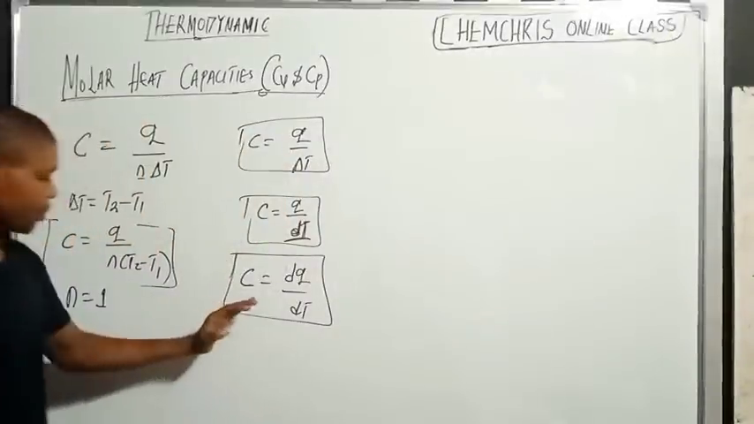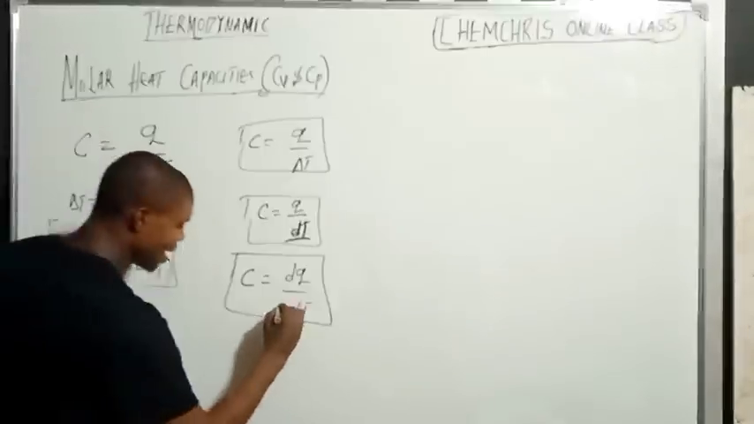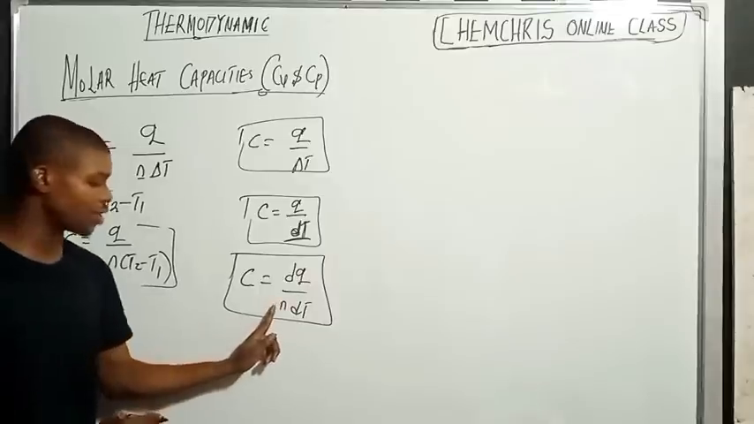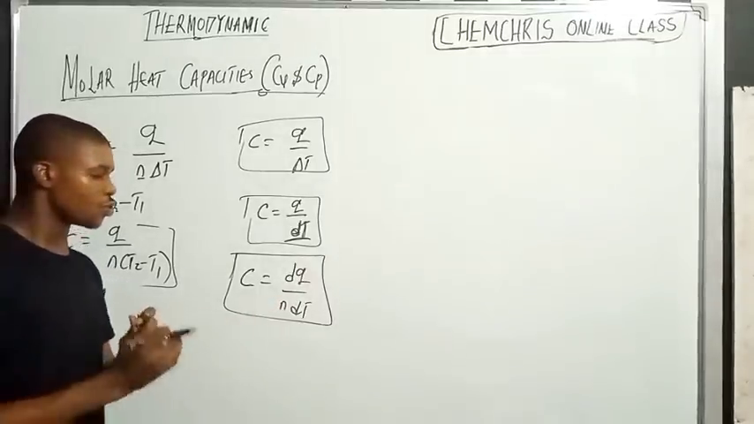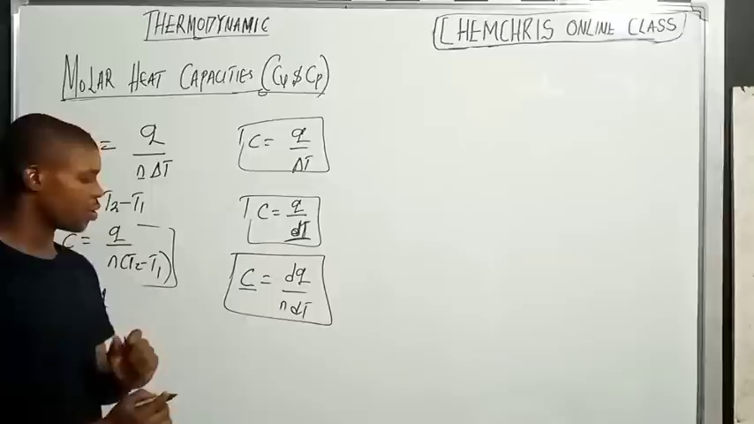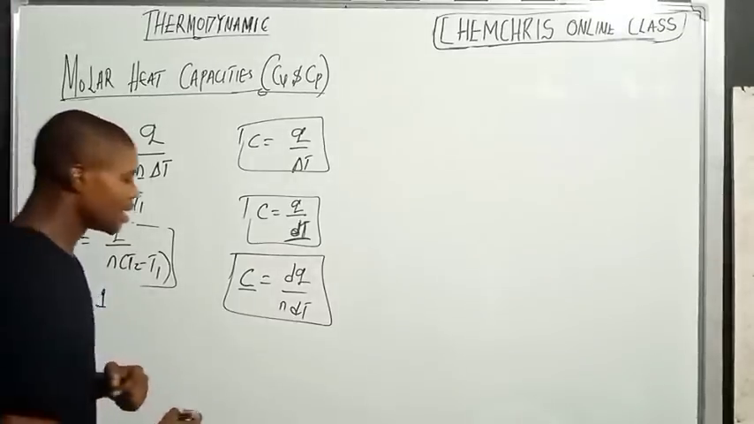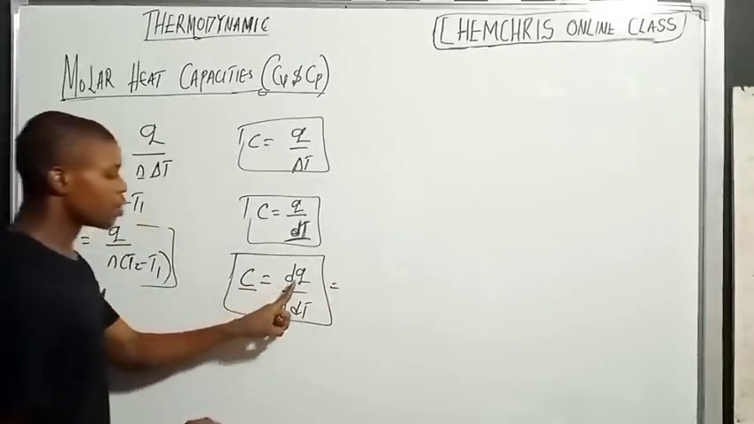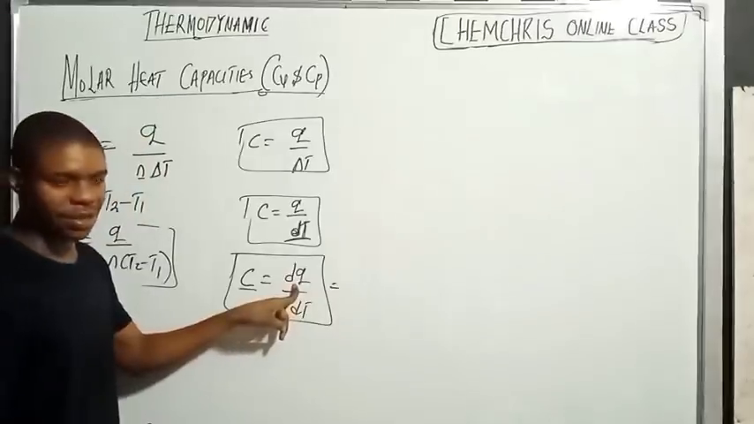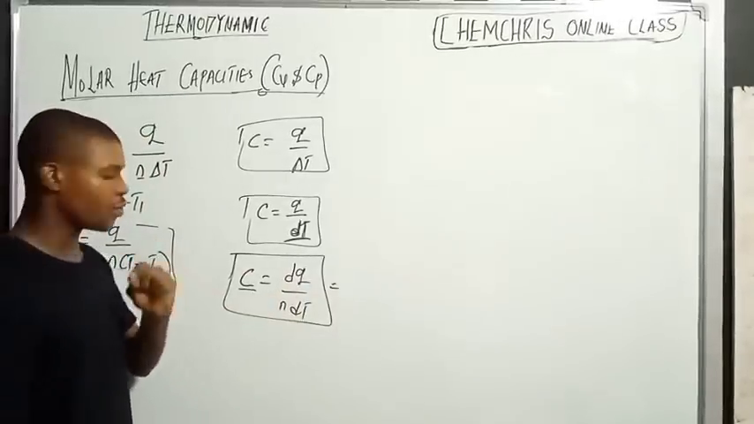So now look at what. Remember, I told you that here is N, right? But we assume it to be 1, N to be 1. So what is the unit of heat capacity or molar capacity? Now you have Q, which is heat, right? It is the quantity of heat absorbed. So it's going to be what?